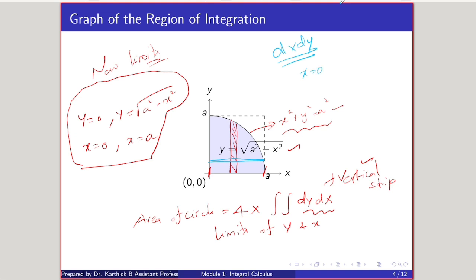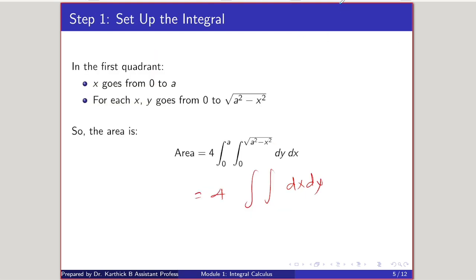The right end of the strip will be joined to the circle. So I'm getting that x equal to square root of a square minus y square. Then this is the region. The y varies from 0 to a. So y will take the limit 0 to a. If you choose dx dy, then the limit of x will be 0 to square root of a square minus y square, and the y limit will be 0 to a. So either you can choose this or that, with the corresponding limits.